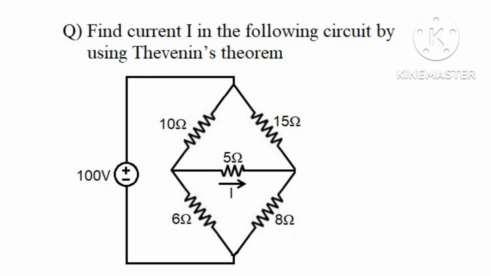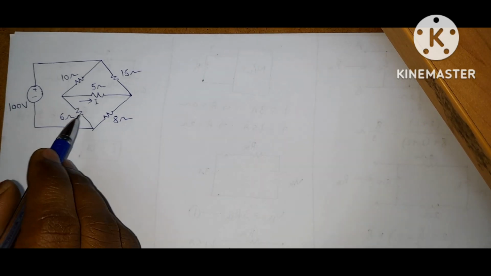Hello everyone, we are solving problems on the Thevenin and Norton's theorem. In that, the next question is: find current I in the following circuit by using Thevenin theorem. This is the given circuit.